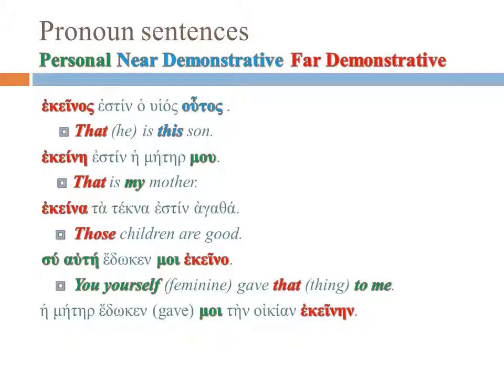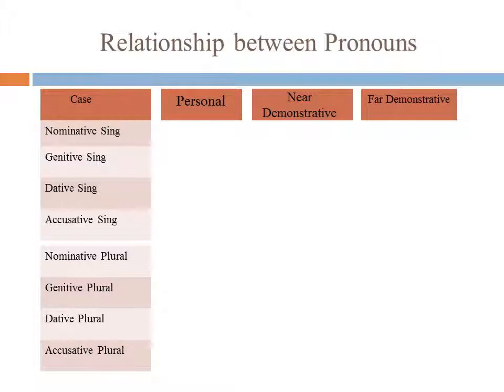Hemeter edoken moi tein oikian ekeinein, this mother gave me that house. Ekeinein is in the predicative, and it is functioning as an adjective for house: gave me that house. I'm going to show you the relationship between the pronouns that we've talked about so far, the personal, the near demonstrative, and the far demonstrative, to show you how close they are and how really little there is to learn, anyway, new knowledge that we have.